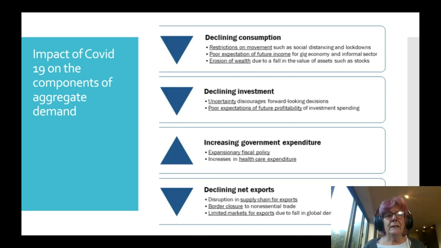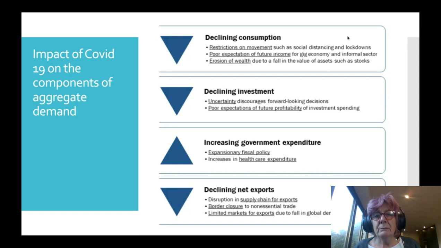So I want to fast forward now to where we are now, and this is not the most cheerful picture, but it's important to understand the current impact of COVID-19 on the components of aggregate demand, because it really helps us to understand what happens in economies, I think. So again, we're going to take those individual components of aggregate demand: consumer spending, investment, government spending, and net trade.